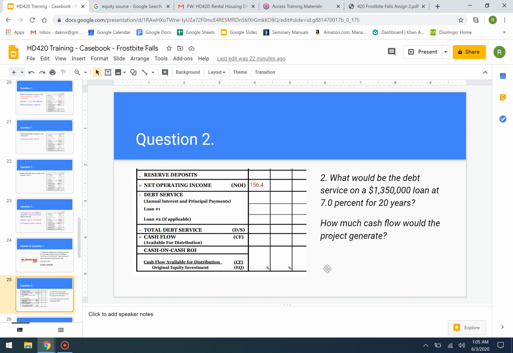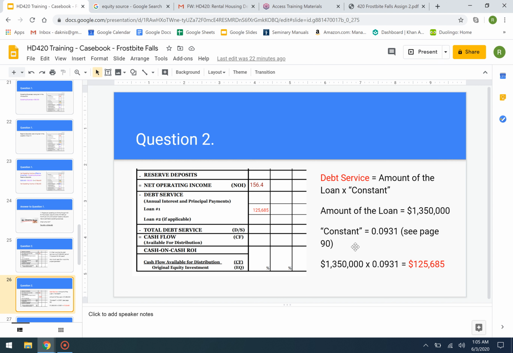All right, moving down further on the sheet here, we have question 2. What would be the debt service on a $1.35 million loan at 7% interest for 20 years, and how much cash flow would the project generate? So we have two different parts to this problem. So we're going to look at first debt service, and then we're going to figure out cash flow.